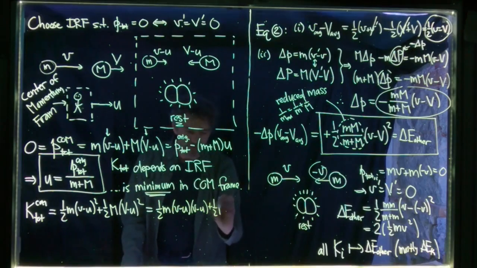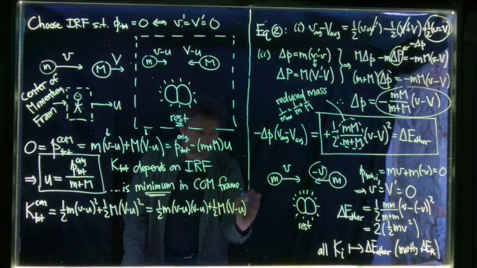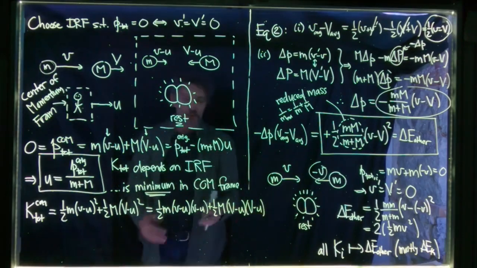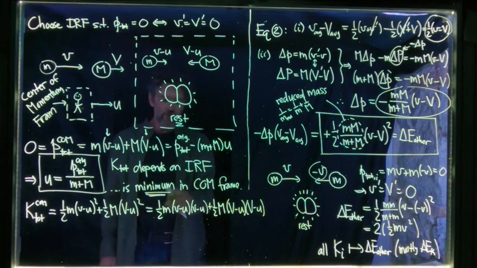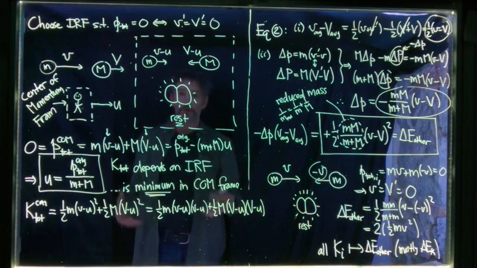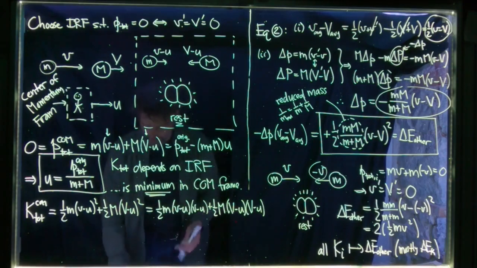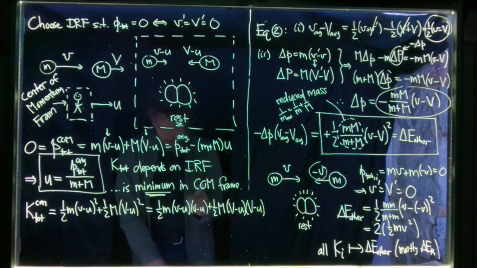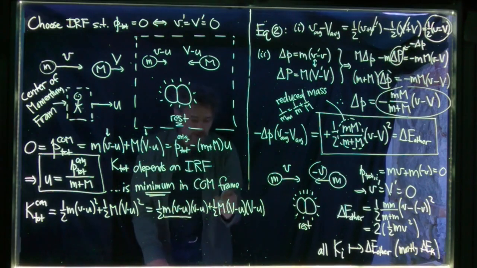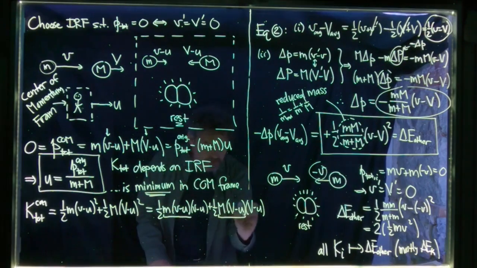Plus 1/2 big M times big V minus u times big V minus u. Okay? And so the reason you do that is now you have terms that are linear in mass times velocity, mass times velocity. And those look like momentum type things, okay? So let's look at that. So we're going to focus on this little m times little v minus u, and focus on this big M times big V minus u.